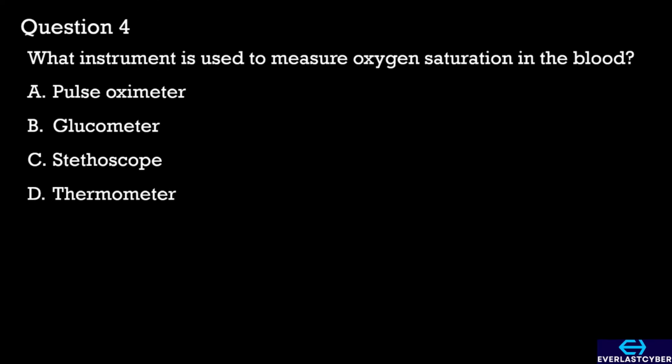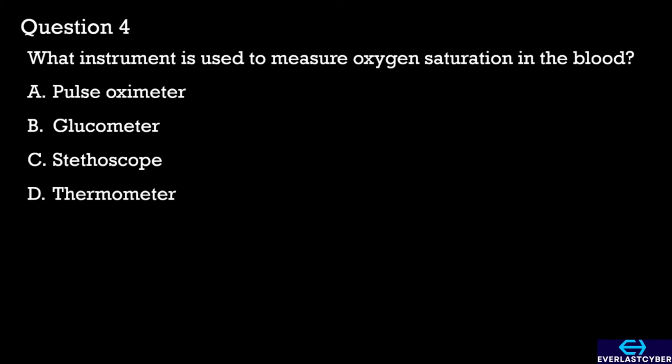Question 4. What instrument is used to measure oxygen saturation in the blood? A. Pulse oximeter. B. Glucometer. C. Stethoscope. D. Thermometer. A pulse oximeter is a non-invasive device that is used to measure the oxygen saturation level in the blood as well as the pulse rates.